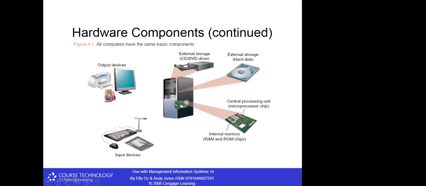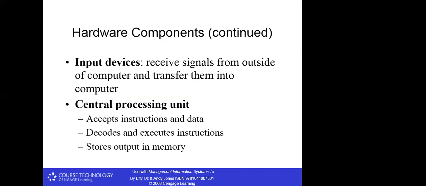So the hardware components of a computer include the output devices, the input devices, the external storage, the CPU, the RAMs. They are all the hardware part of the computer. Input devices are devices that receive signals from outside and then transfer them to the computer. So they bring in traffic, so to say. We use them to input information to our computers.